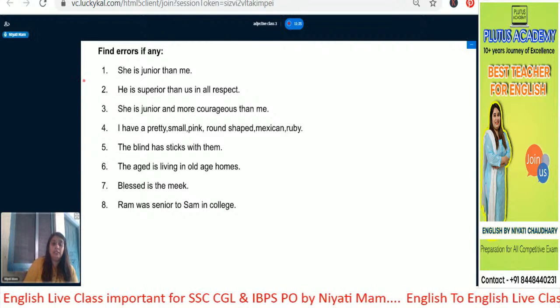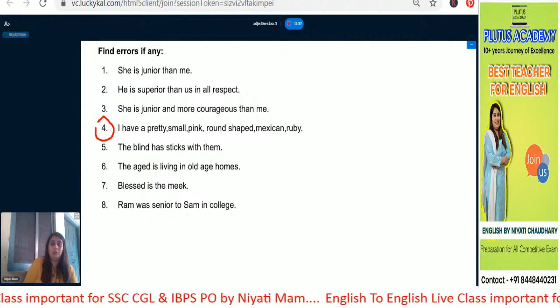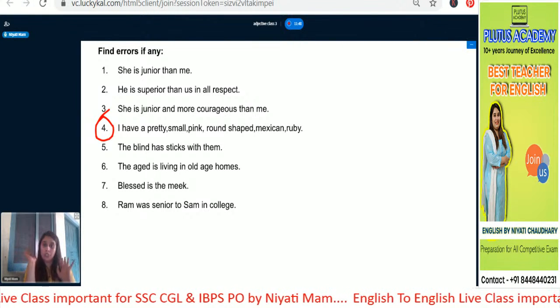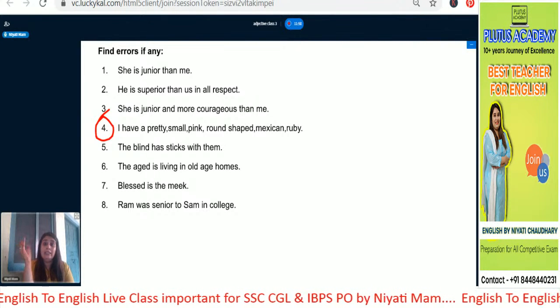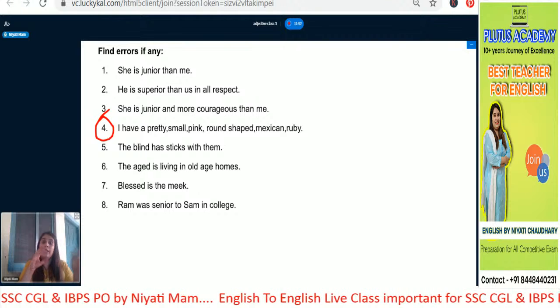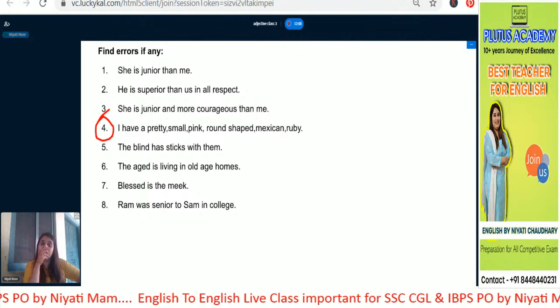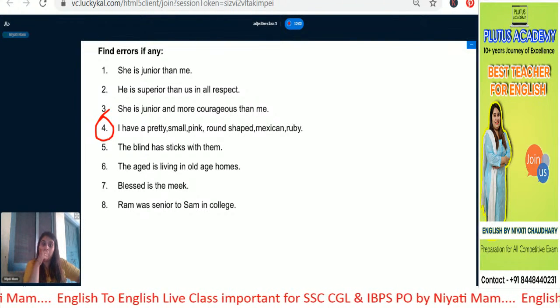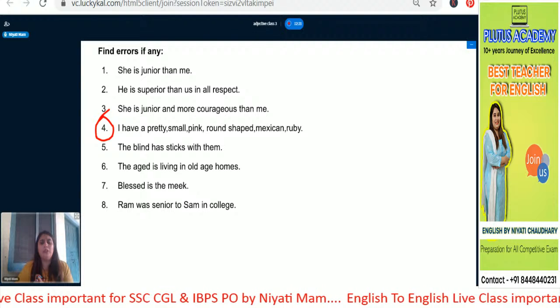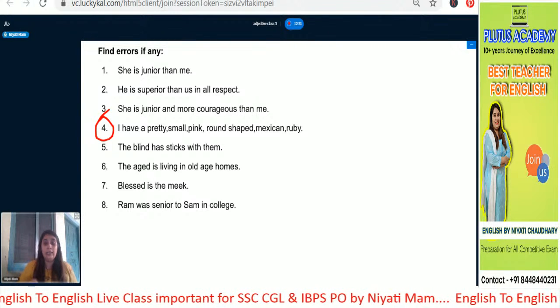Now let us consider the fourth. If there are many adjectives, in that case, there is an order. There is an order which must be followed in writing those adjectives. Just listen to me very, very carefully and try to understand it. I am saying if there are many adjectives, you can say for a single noun or pronoun, right?